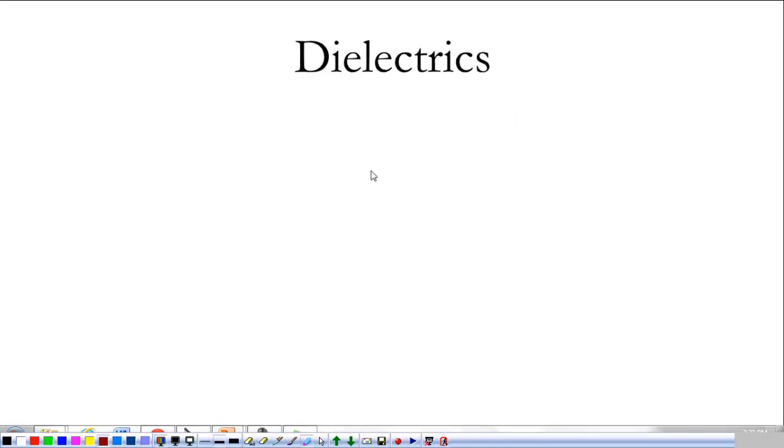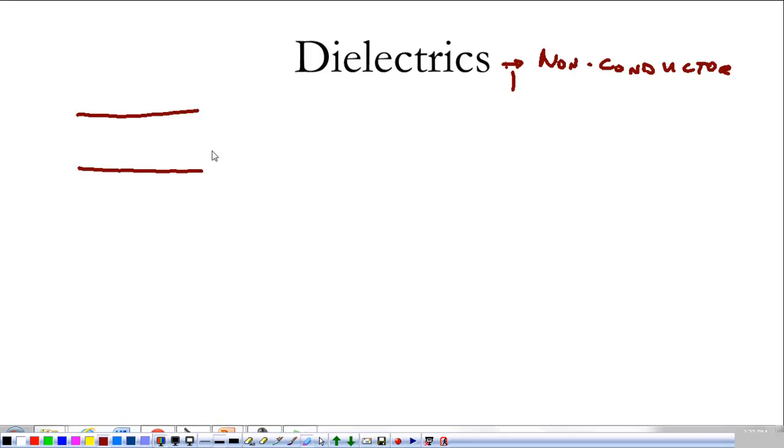So, getting into dielectrics. A dielectric is a non-conductor, essentially. Anything can be a dielectric. Water sometimes is a dielectric. It's not the best one. So let's say we have over here a normal parallel plate capacitor, plus Q on the top, minus Q on the bottom, and separated by a distance of D, just like before.